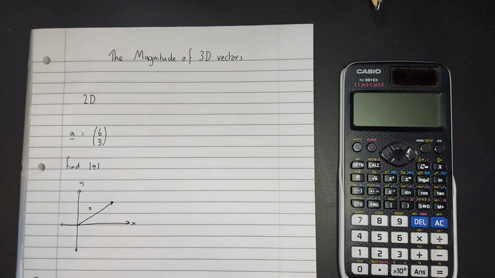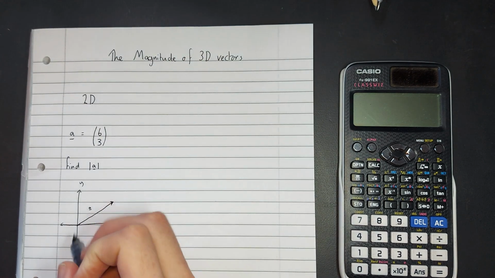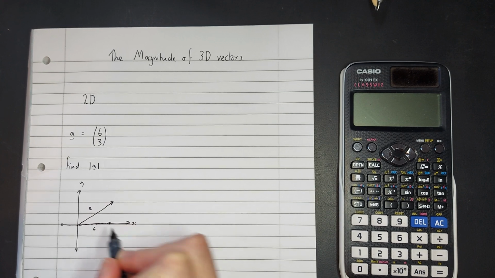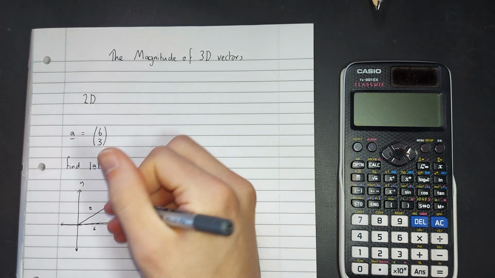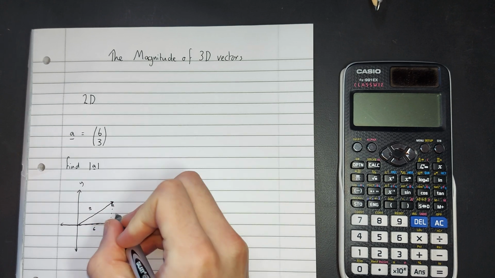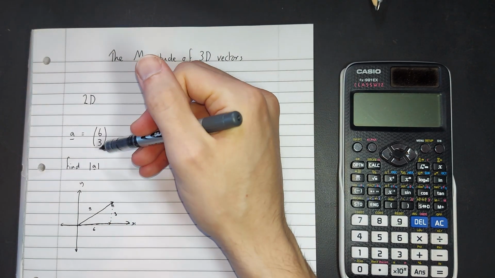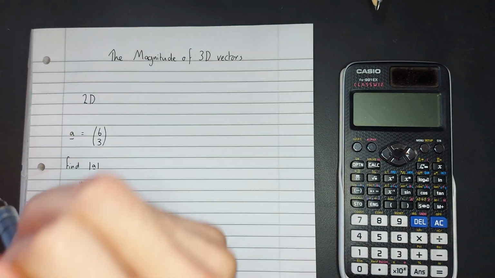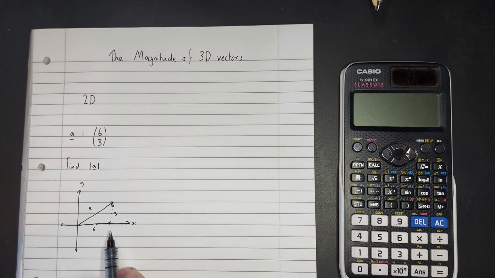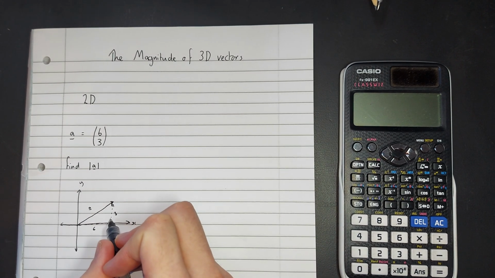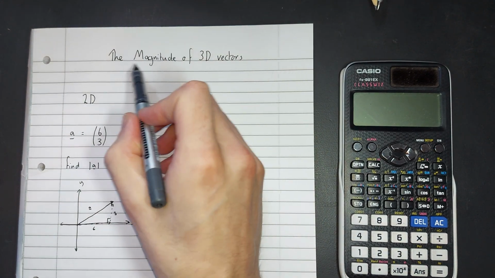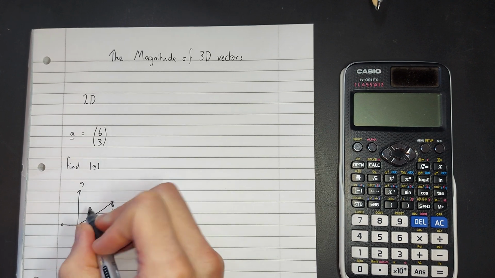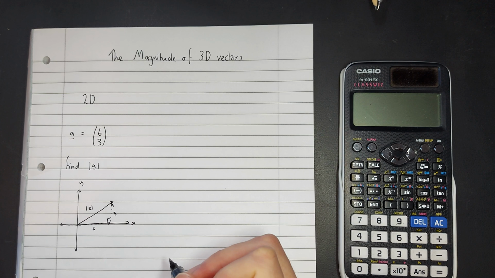Okay, so when we created A, we had to follow these instructions. We had to go along 6, to the right because it's positive, and then we had to go up 3. It's up again because it's positive. If it was negative, it would be down. You can see here that whenever we draw out this vector, we're always going to end up with 2 values that are perpendicular to each other. So we end up with a right angled triangle, and our magnitude, the size of this vector, is going to be the length of this line. So the length of this line is the magnitude of A.